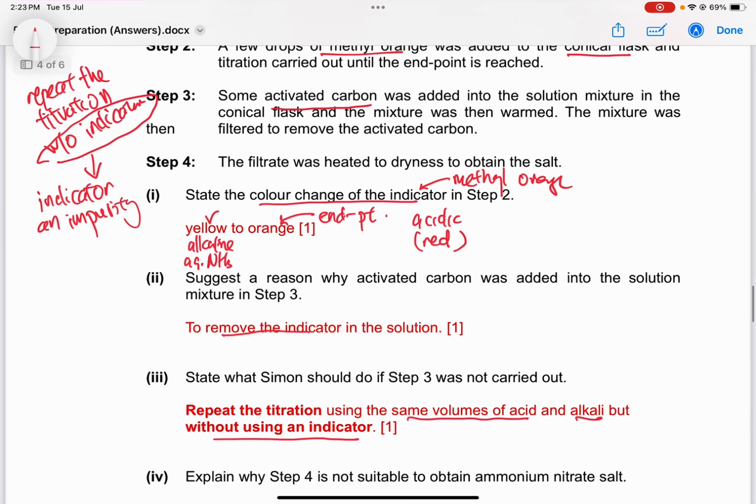So why is step 4 not suitable to obtain ammonium nitrate? Heated to dryness. Normally when you heat to dryness, but they say it's not suitable, generally it's because the salt will decompose.